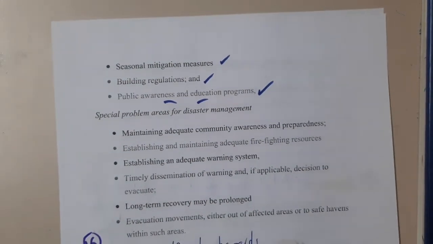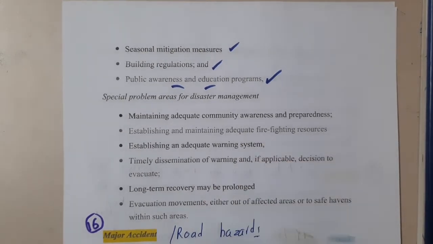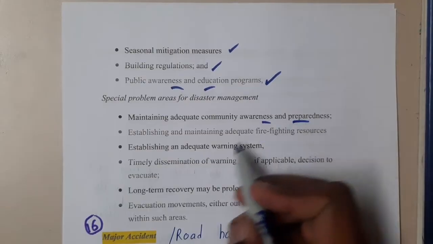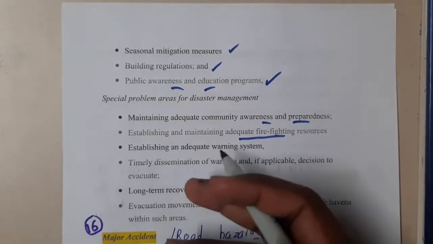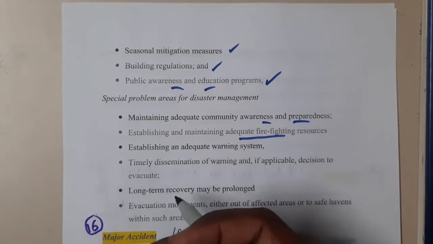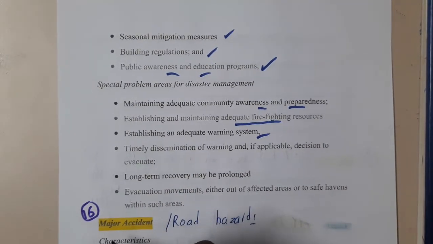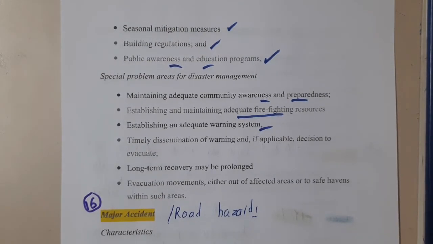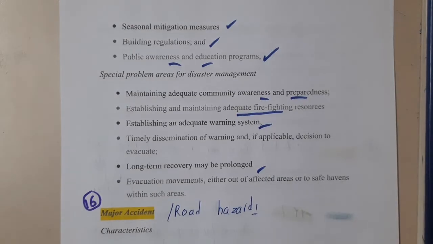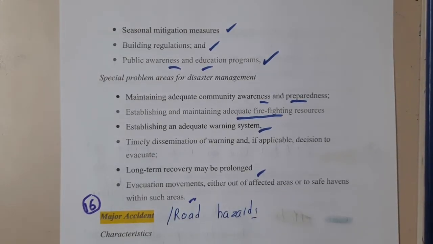Similarly, specific problems which could be caused during disaster management are maintaining awareness and preparedness. Establishing and acquiring firefighting resources, like any kind of protective dresses or carbon dioxide cylinders and everything. Similarly, establishing and maintaining warning systems. Basically, if there is a danger, the warning should be sent. And long term recovery will be a bit expensive, guys, because it's a time taking process and a bit expensive.